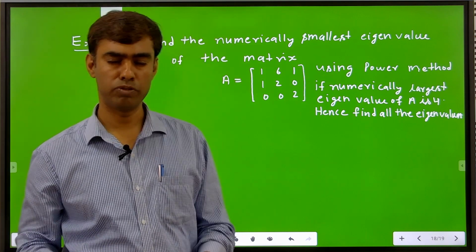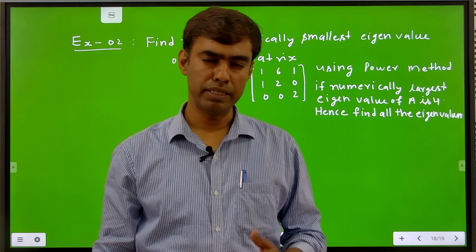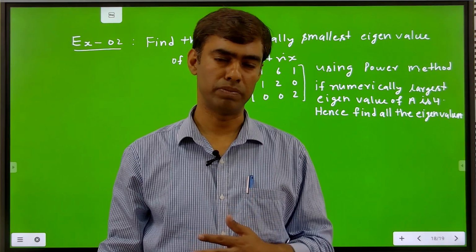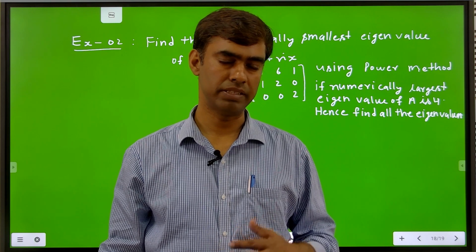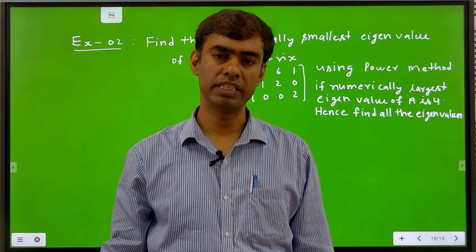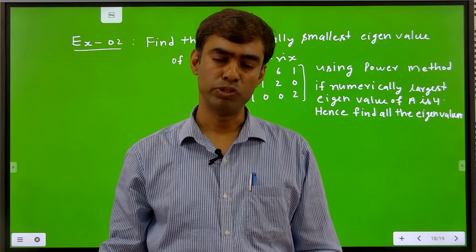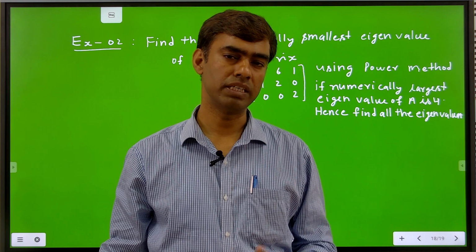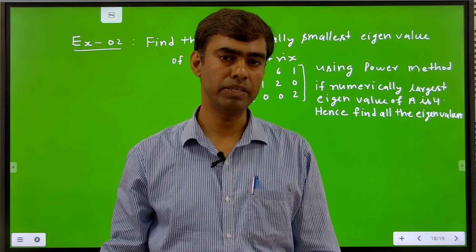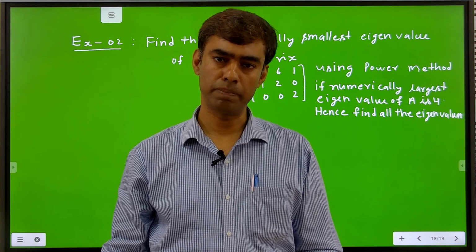Again we are going to solve another numerical example: how we find the numerically smallest eigenvalue using the power method. As in a previous lecture, normally we find the numerically largest eigenvalue with the help of the power method, but using the concept of the numerically largest eigenvalue, we are also able to find the numerically smallest eigenvalue using the power method.